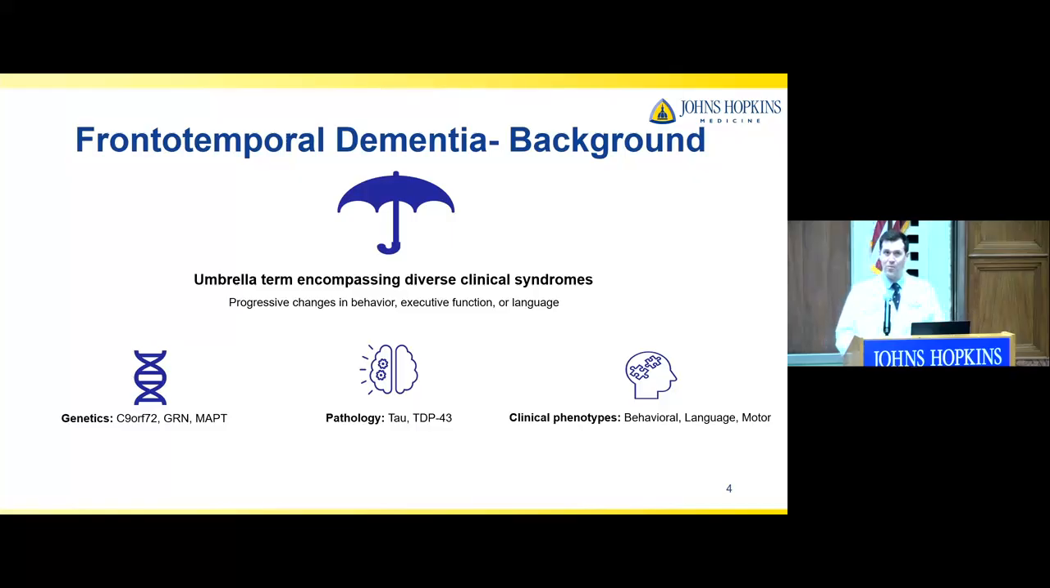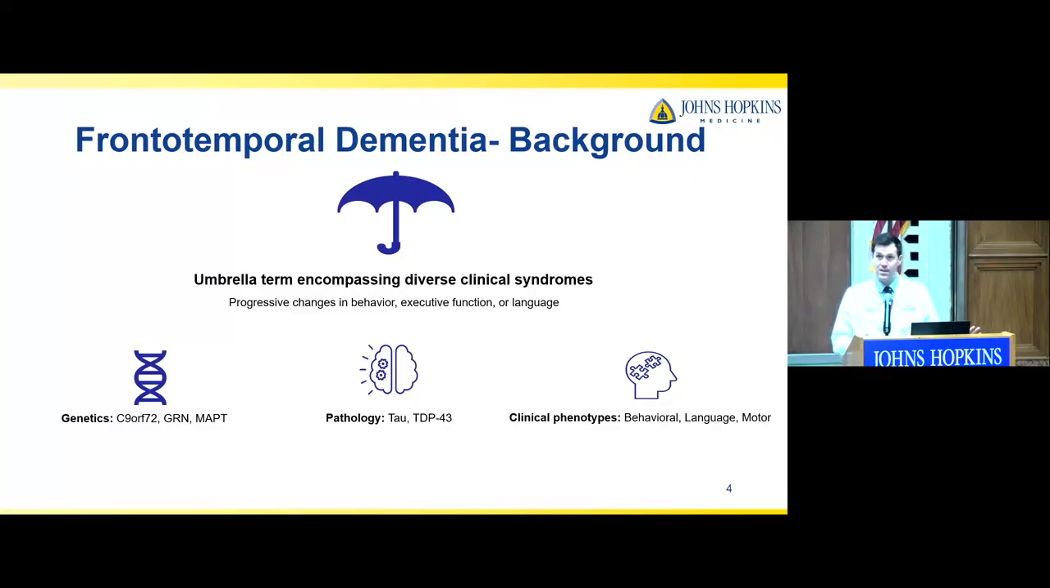All right, so let me start out by just giving a brief description of frontotemporal dementia. It's really a broad umbrella term that encompasses an array of diverse clinical syndromes. It's not one thing. We can think of it very generally as a disorder that presents with progressive changes in behavior, executive function, or language. But there's many disorders that are subsumed within this umbrella.